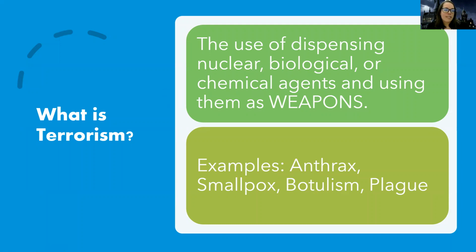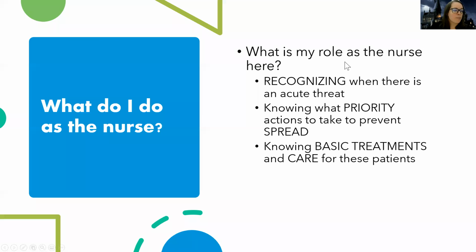So let's talk about terrorism in general. We're talking about bioterrorism, biological terrorism, but as a whole, it's the use of dispensing of nuclear, biological, chemical agents and using them as weapons. So examples of this would be anthrax, smallpox, botulism, or the plague. Now, this is not something that's necessarily common, but I'm sure in your lifetime, depending on how old you are, I know some of you guys are younger, you may have seen some of these used as bioterrorist threats at some point in your life.